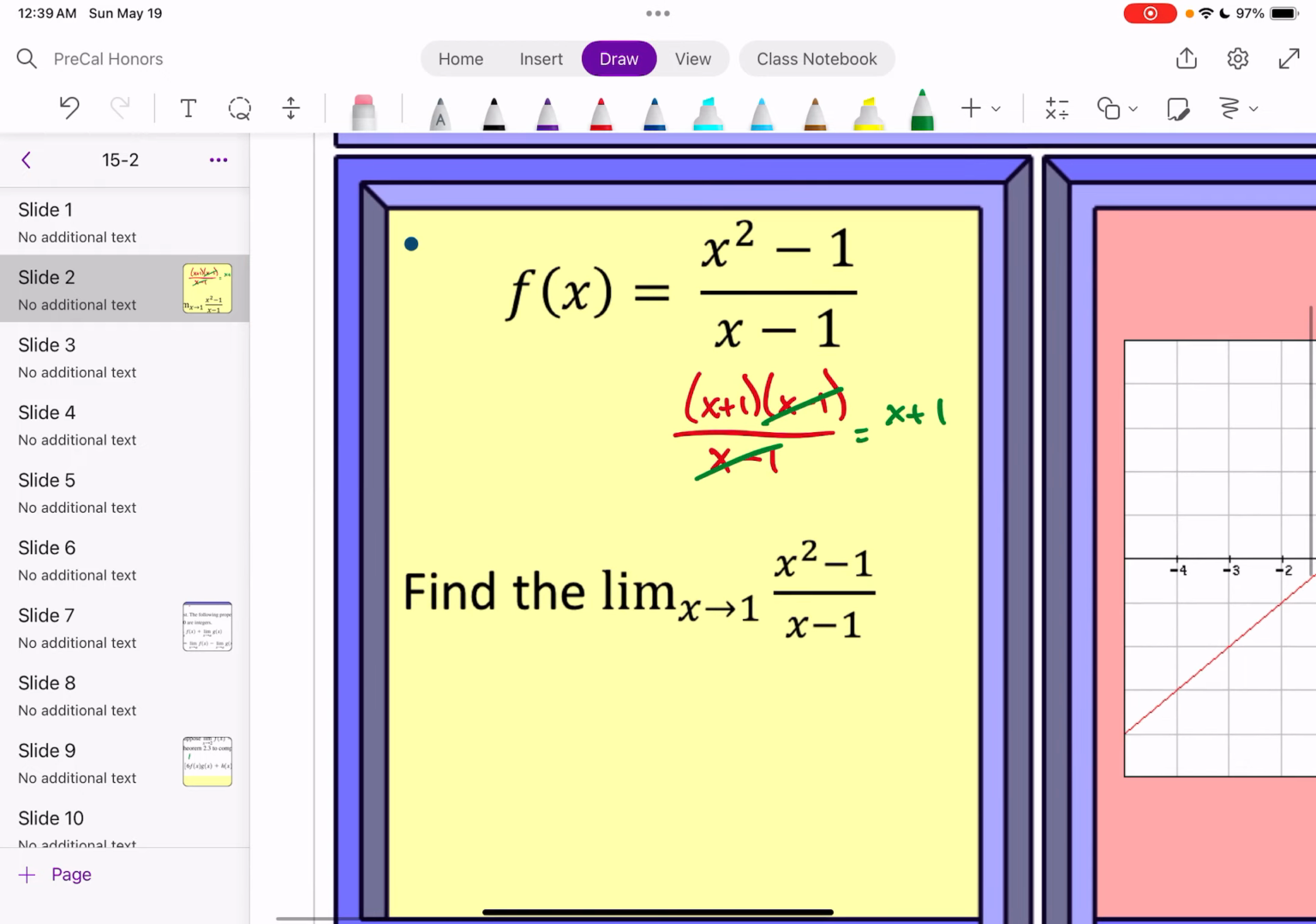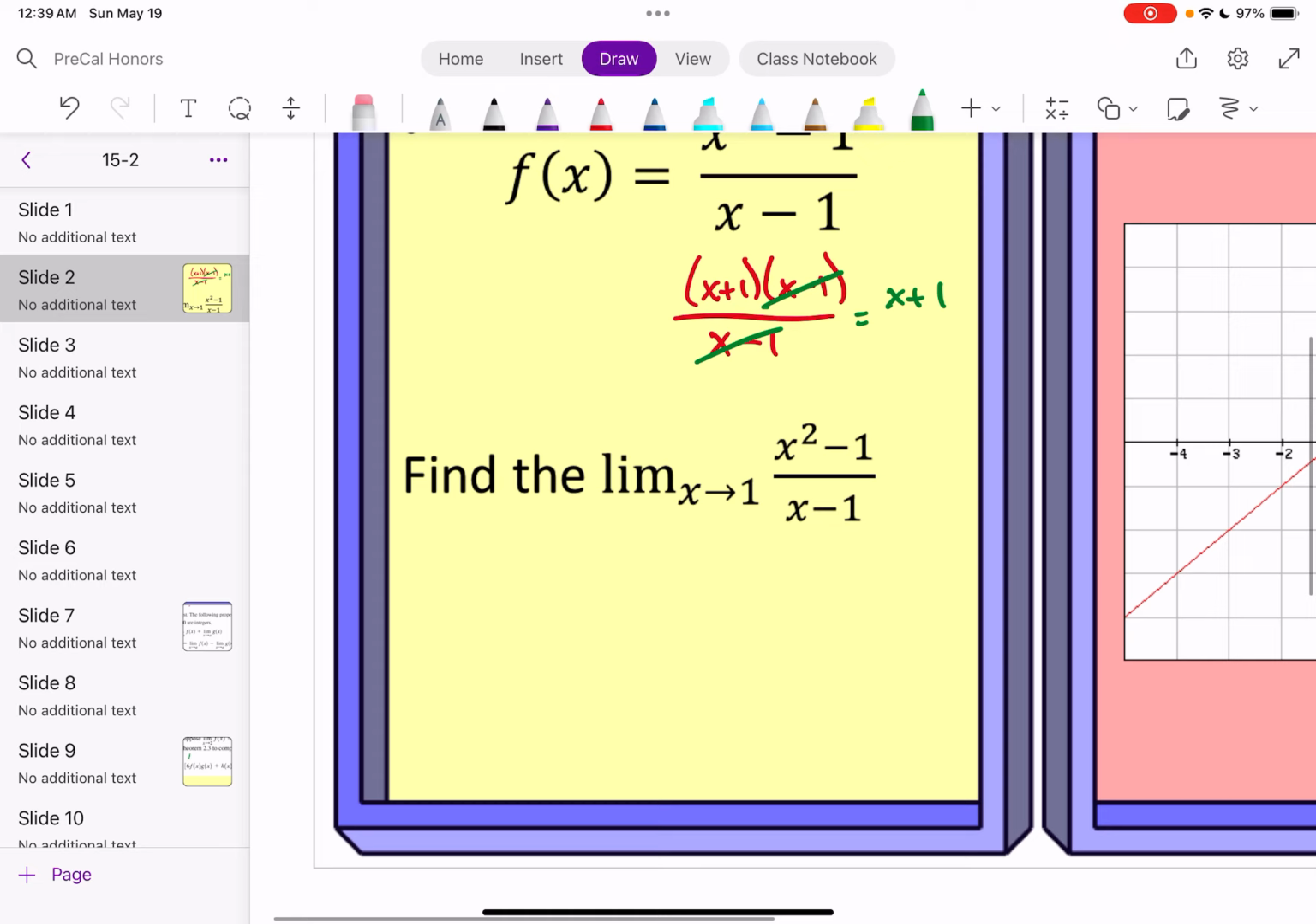Now, within your limit, this can still occur the exact same way. You can simplify that denominator with a part of the numerator and be left with x plus 1. The only issue with this is that you still have to insert the 1 in for x. So 1 plus 1 will give you a final answer of 2 for this limit.